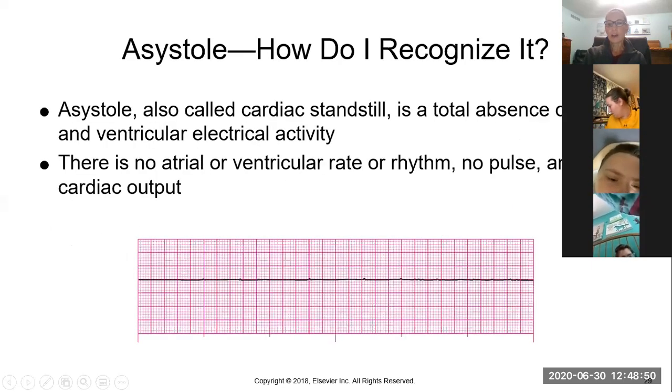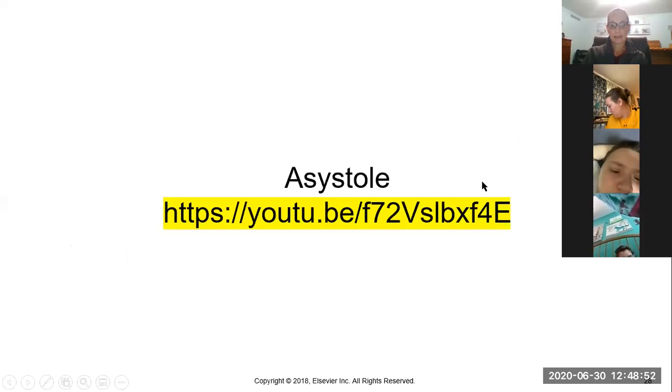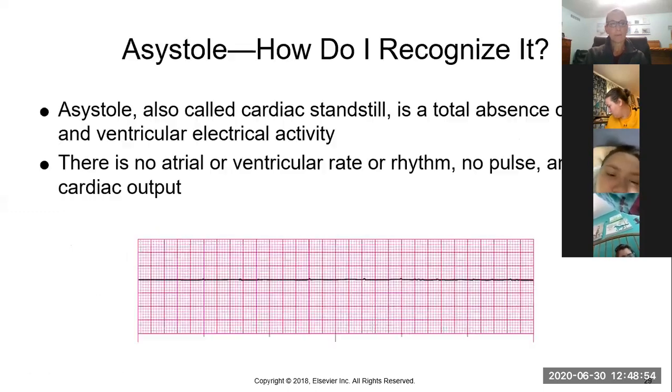Oh, and we talked about asystole, remember that. That was the dead word, right? It's also called cardiac standstill. It's a total absence of atrial or ventricular electrical activity, okay? No pulse, no cardiac output. So it's a flat line. But again, before you start CPR, make sure that everything is working on your machine.